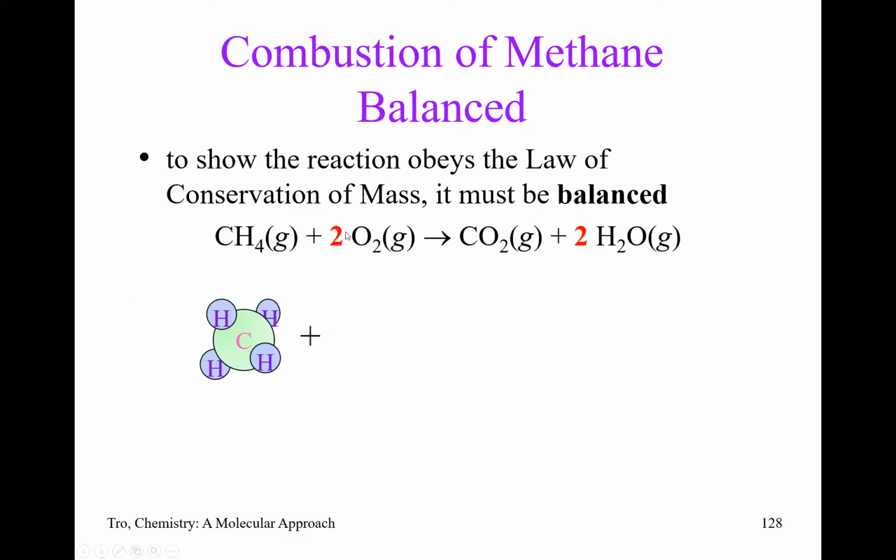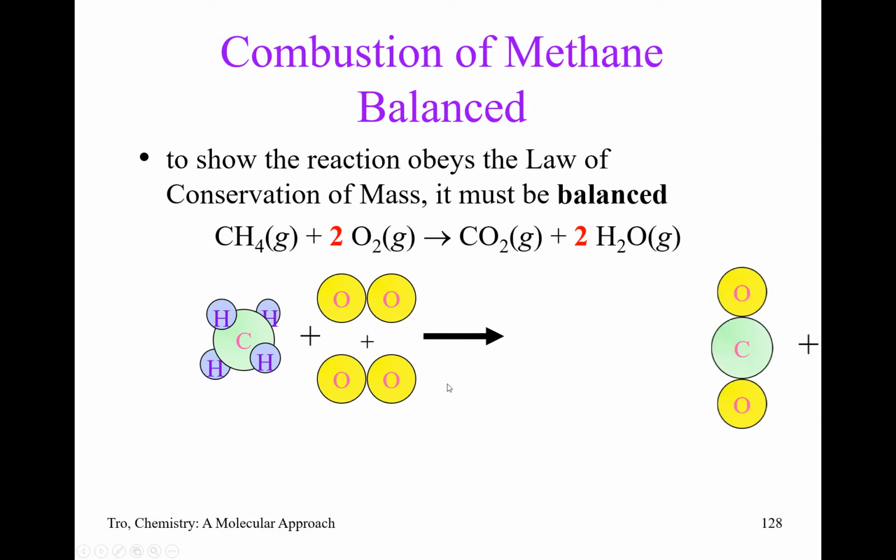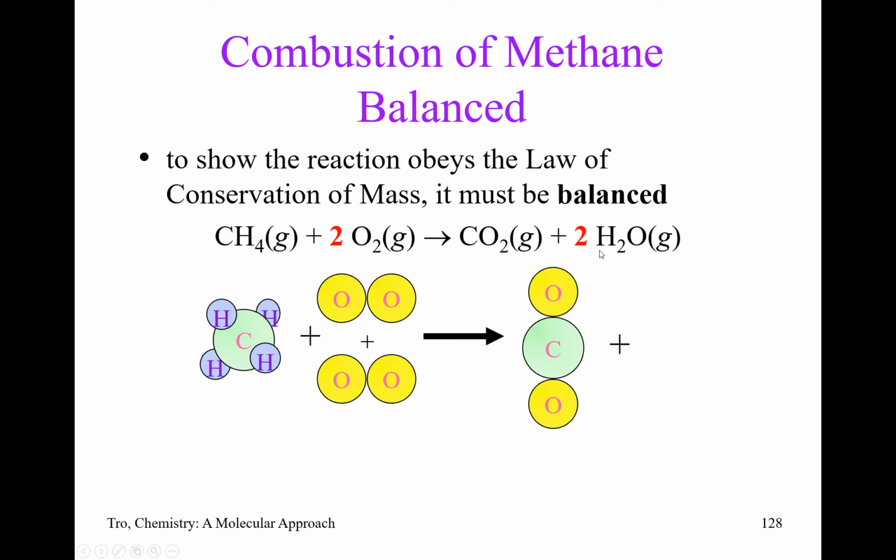So the way we do this is by putting a coefficient in front. This number in front is called a coefficient. There's always an understood 1 in front of every chemical formula, so it's when we need more than 1 that you'll have this coefficient in front. And what you do is multiply this coefficient times the subscript in the formula behind it. So still 1 methane, but now 2 oxygens, right? Still 1 CO2, but now 2 waters.